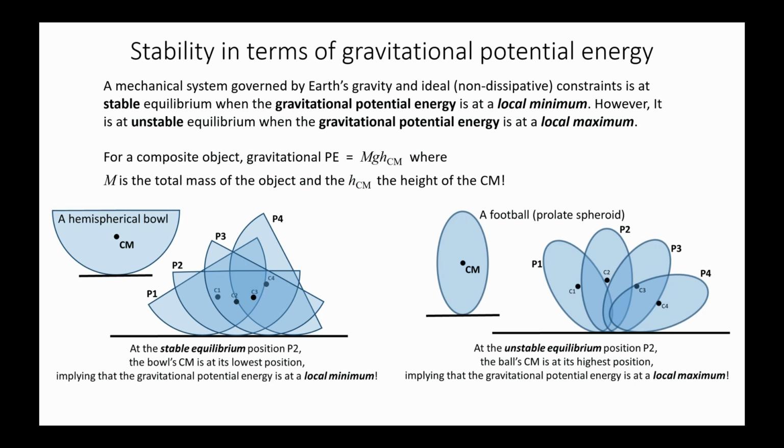And this schematic here shows that whenever it's tilted in any direction, the height of the center of mass goes down, which makes the vertical height a local maximum at this configuration, making the gravitational potential energy a local maximum as well, which makes that equilibrium unstable.